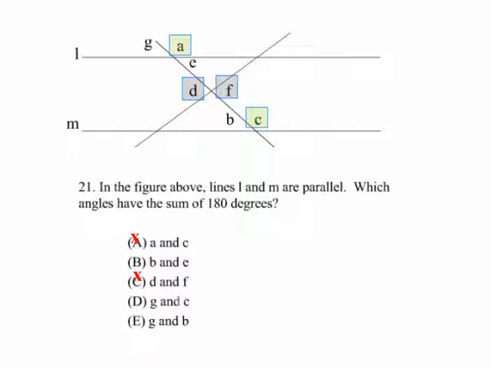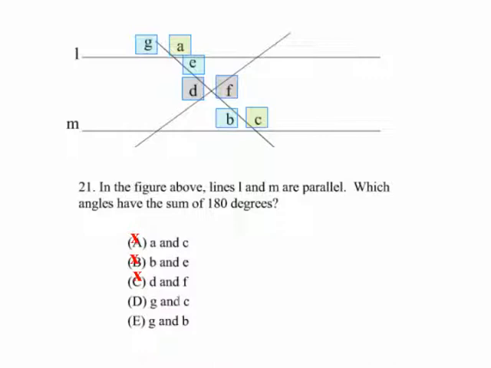We can also see that G and B are equal. And moving from there, since G and E are vertical angles, we can say that B and E are equal. Okay, B and E are equal, so that's going to rule out B, because that doesn't necessarily show that they equal 180. We need a straight line somewhere.